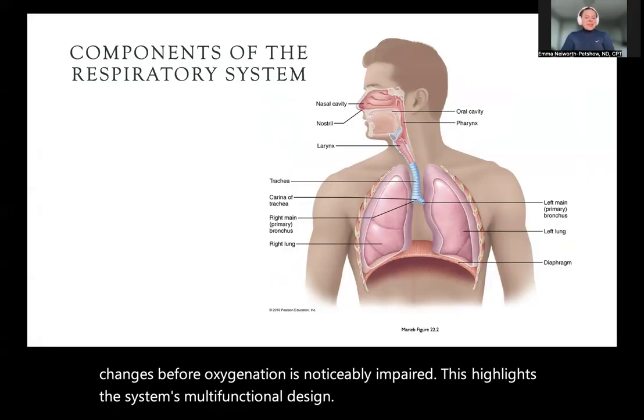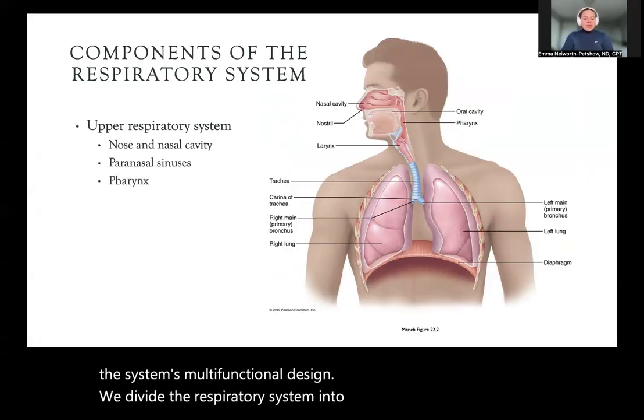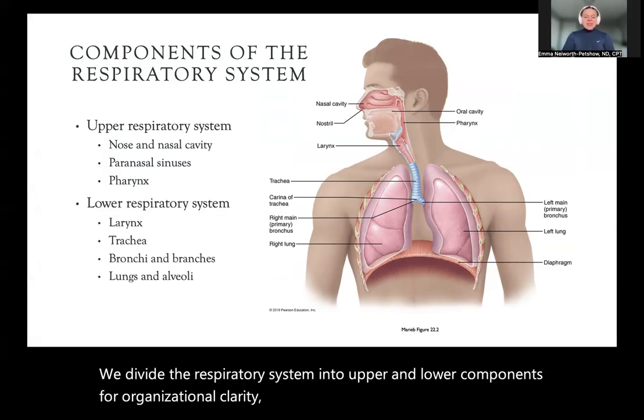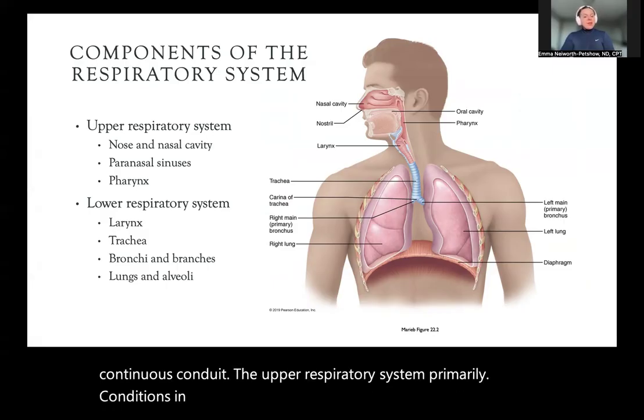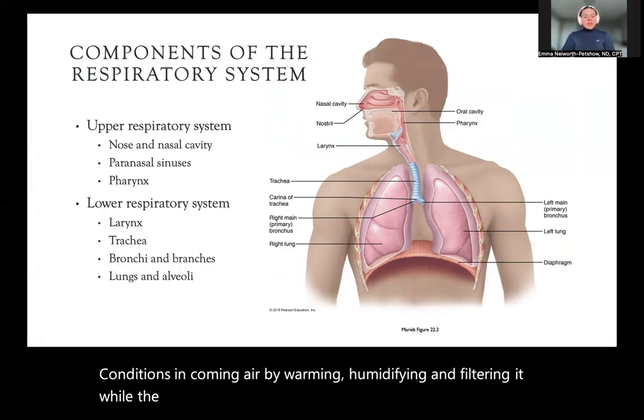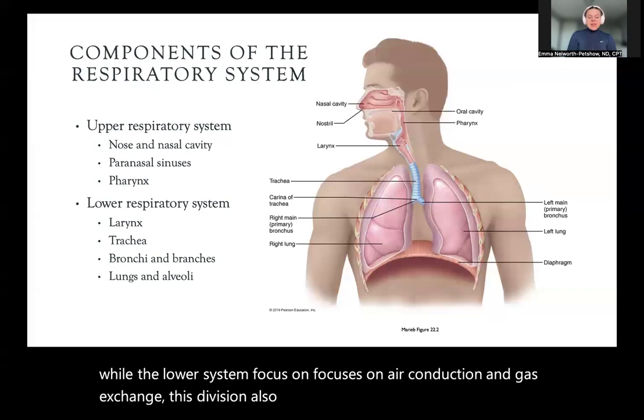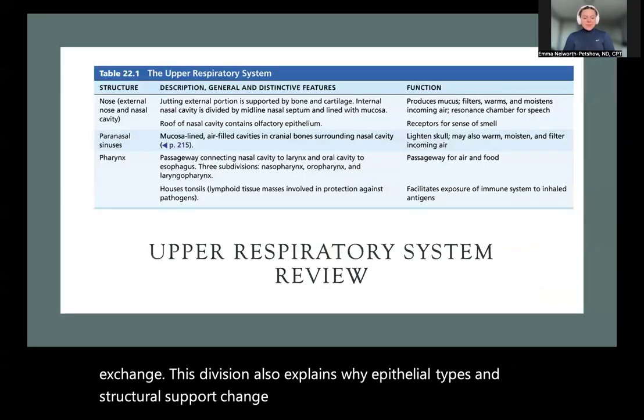We divide the respiratory system into upper and lower components for organizational clarity, but physiologically it functions as a continuous conduit. The upper respiratory system primarily conditions incoming air by warming, humidifying, and filtering it, while the lower system focuses on air conduction and gas exchange. This division also explains why epithelial types and structural support change as you move distally.